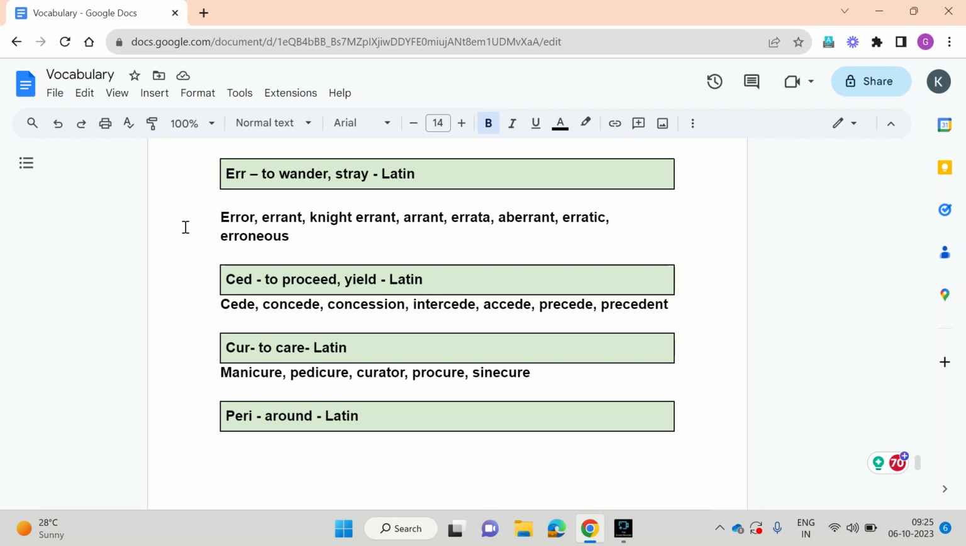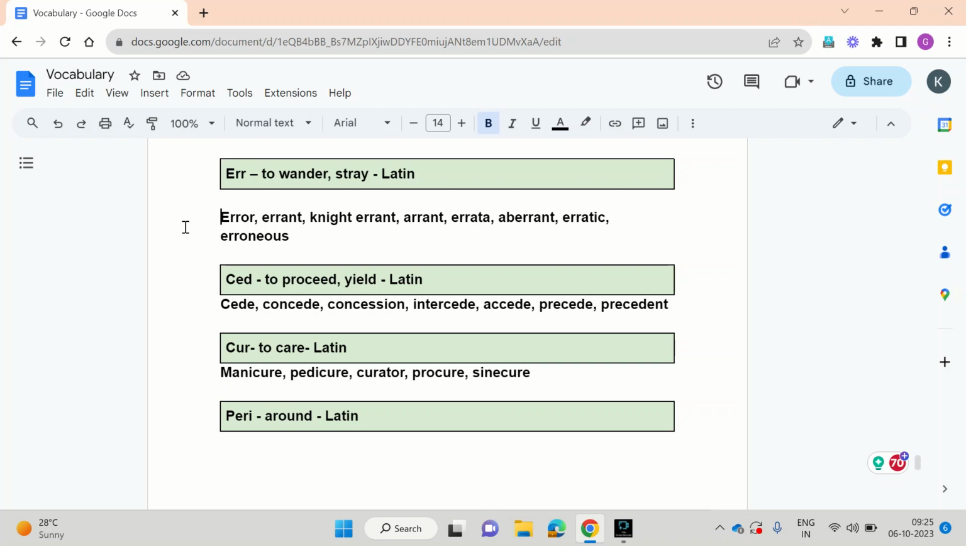Errant. Errant means wandering or moving aimlessly. He doesn't have any goal, any direction, nothing. Randomly, some person is going here and there. He is just wandering without any job. That person is an errant.